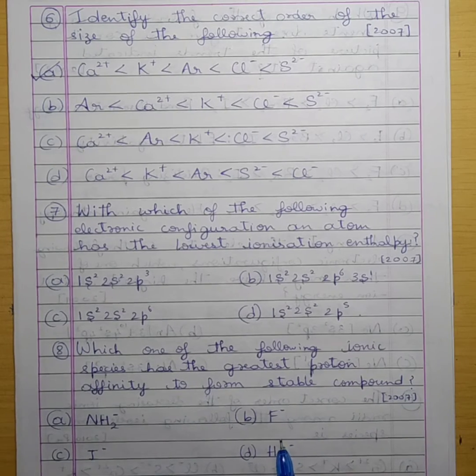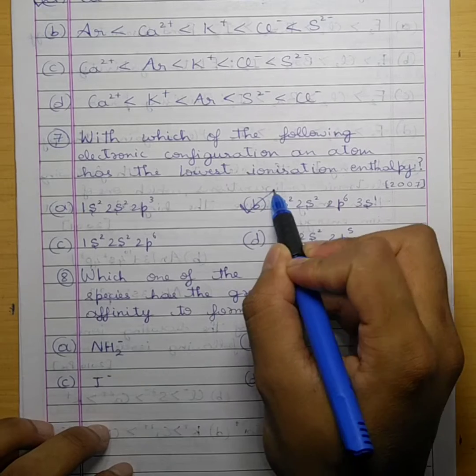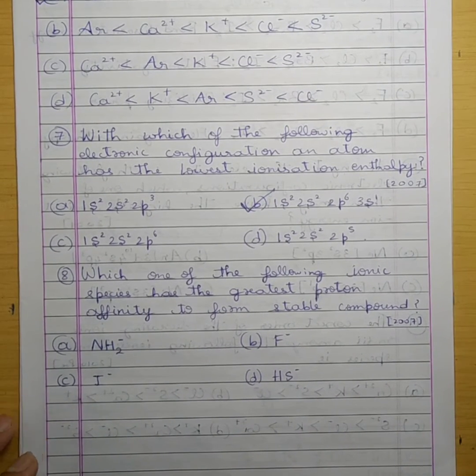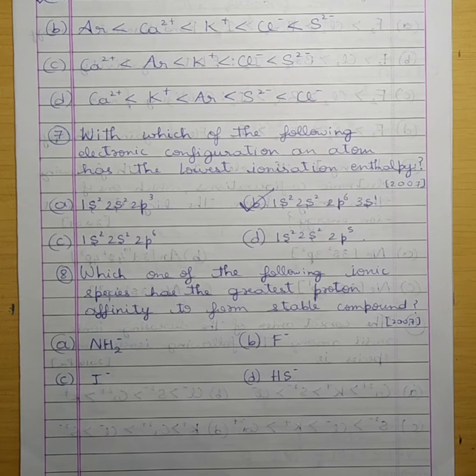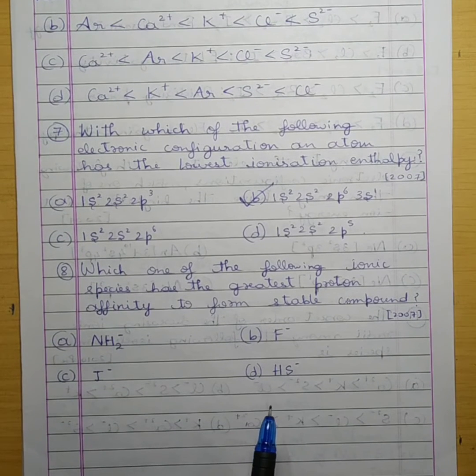Question 7. With which of the following electronic configuration an atom has the lowest ionization enthalpy? Option B, 1s2 2s2 2p6 3s1, has the lowest ionization enthalpy. Ionization enthalpy is the amount of energy required to remove the outermost or the loosely bonded electron, and 3s1 is the most loosely bonded electron among these options, so it has the least ionization enthalpy.